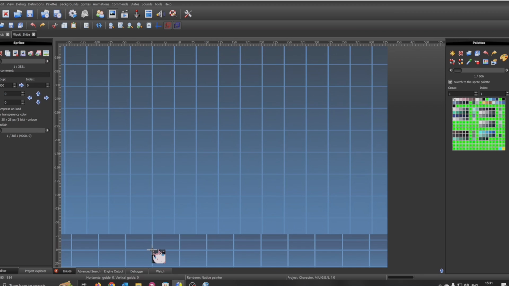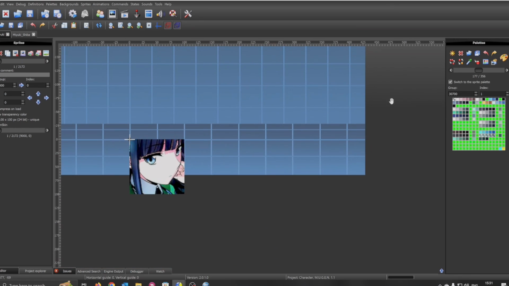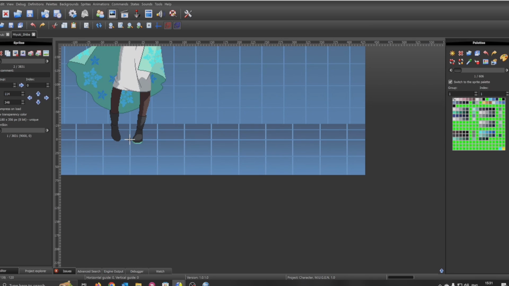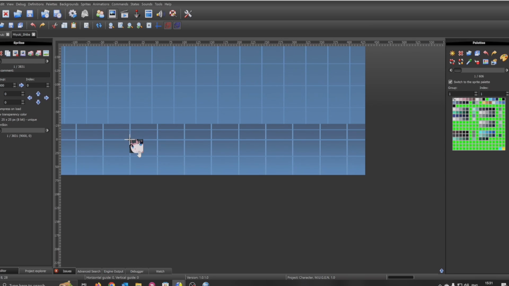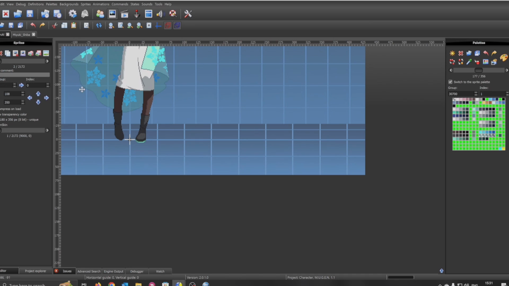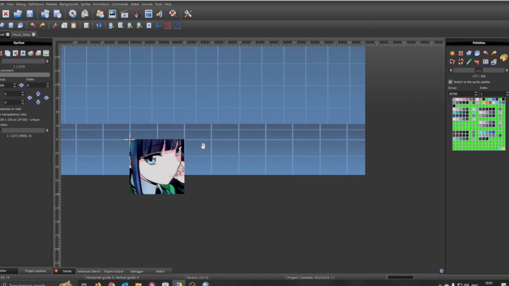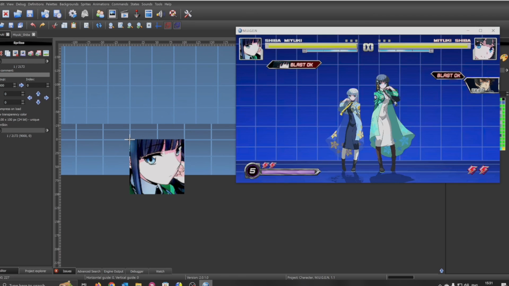But if we compare the small portrait, it's a huge difference. You see the small portrait for the native HD character and the small portrait for the standard definition character. For the standard definition, the small portrait is only 25 by 25. For the native HD character, the small portrait is 100 by 100. So that's why it's so sharp.